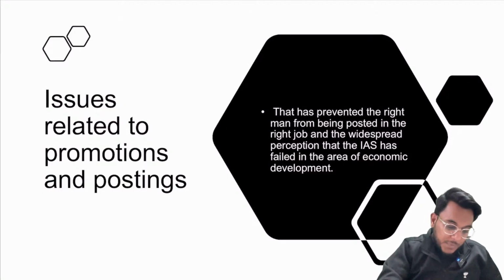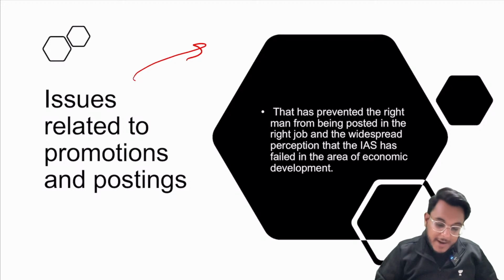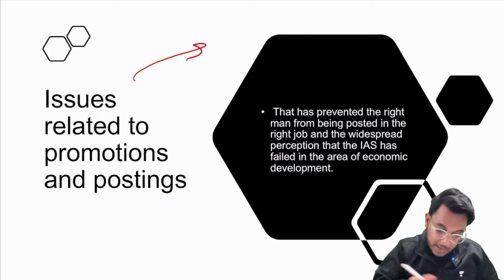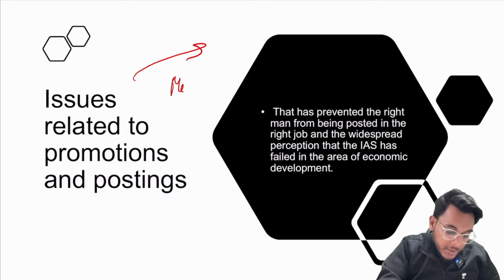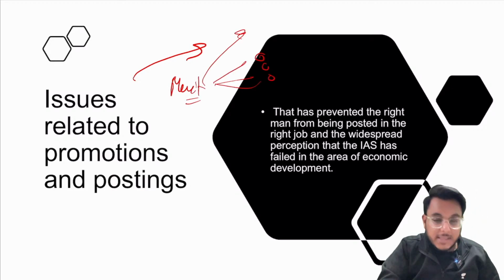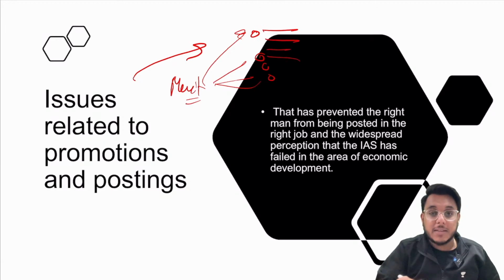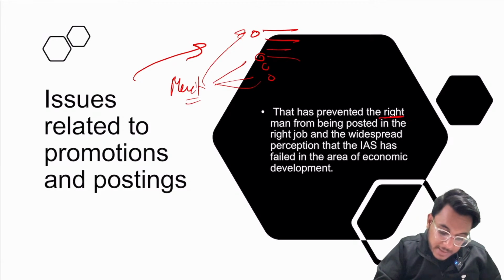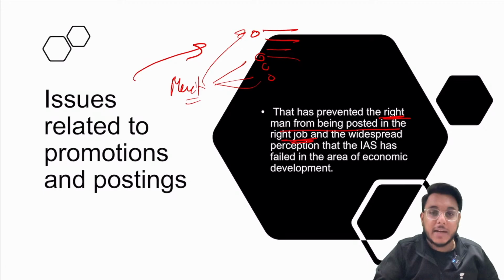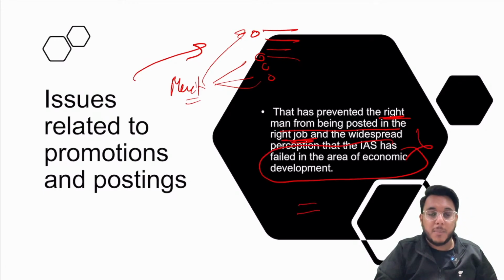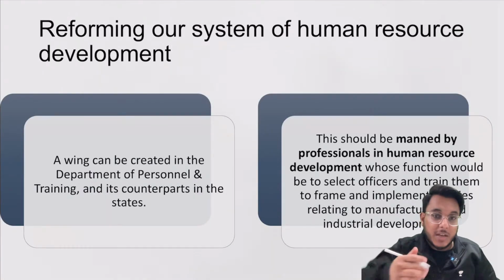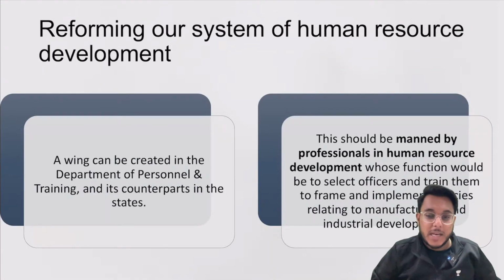Okay. Now, when we talk about India, we find this particular thing that because the meritorious civil servants are being adopted and they are being put in charge in almost all the decision making matters, but they might not have the skill sets. So basically it has prevented the right man from being posted in the right job. So IAS officers have failed in the area of economic development. We need specialists today. So how can this entire system be reformed?